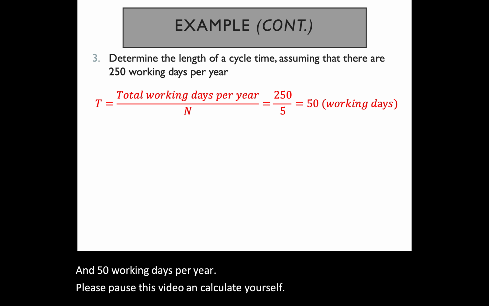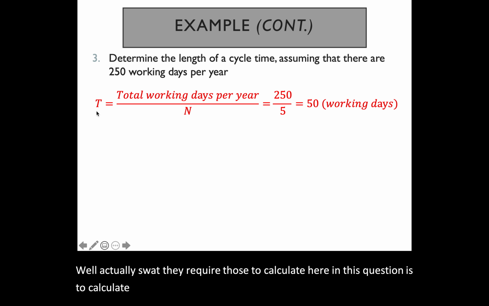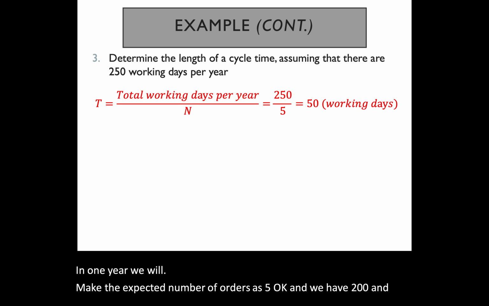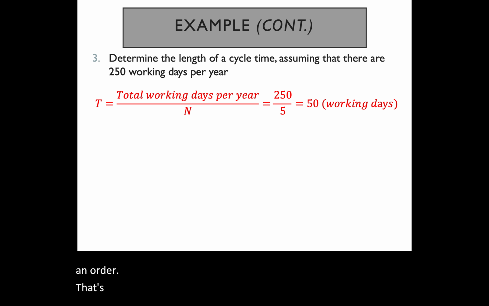Well, actually, what they require us to calculate in this question is T, right? And as you can see, in 1 year, we will make the expected number of orders as 5, okay? And we have 250 working days per year. So it means that for every 50 working days, we will make an order. That's the length of a cycle time.